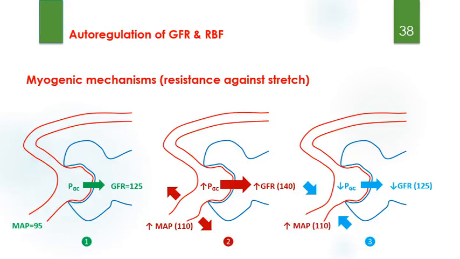The myogenic mechanism can also apply with hypotension and reduced blood pressure. Reduced stretch over the arteriolar vessel can lead to relaxation of the vessels and increased blood flow to the glomerular capillary, and in this way help to maintain hydrostatic pressure at that level and maintain GFR.